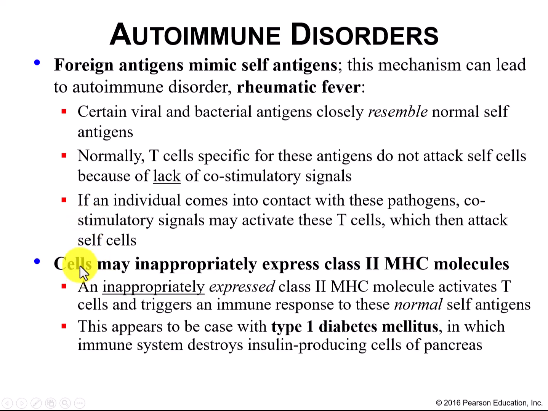And then inappropriate expression of MHC class 2 molecules. This is type 1 diabetes mellitus, where the pancreas expresses as an antigen-presenting cell, and on a class 2, which causes the destruction of the insulin-producing cells in the pancreas. And that leads to type 1 diabetes mellitus.